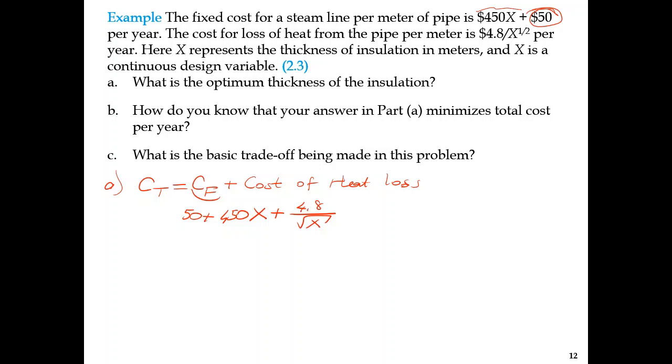So x to the power 1 over 2 is the square root of x. However you like, you can write it. Okay, then look, we identified our primary cost driver, which is x, the thickness of the insulation material. We have an expression for the cost.